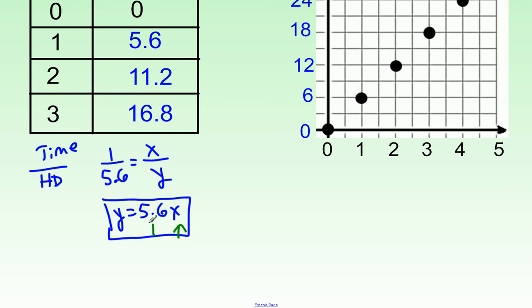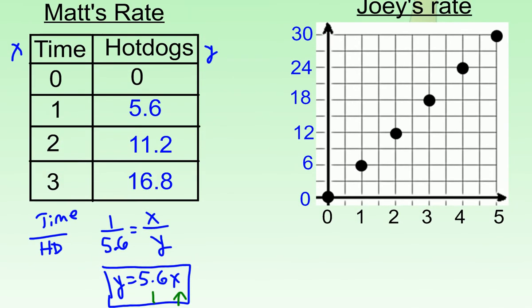So in 1 minute, 5.6. In 2 minutes, well, there it is, 11.2, which is another 5.6. So every minute, he ate 5.6 hot dogs. Okay. Now we've got to figure out Mr. Joey's time.